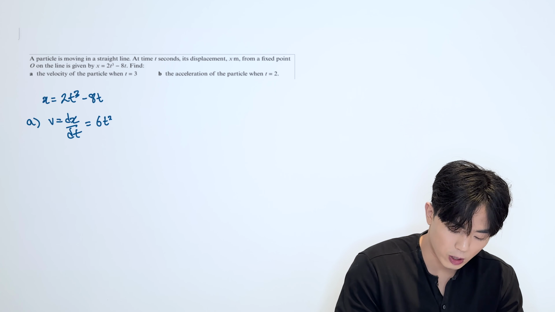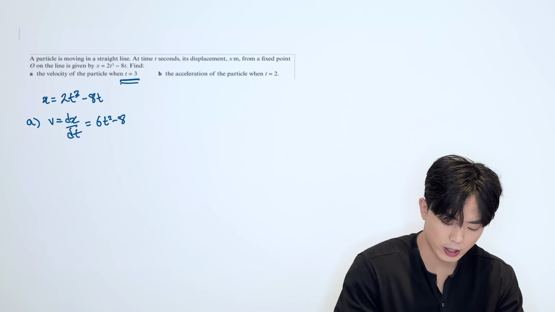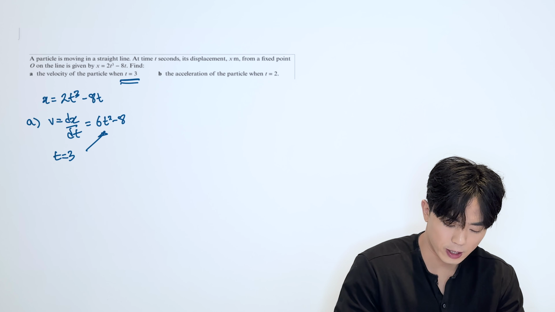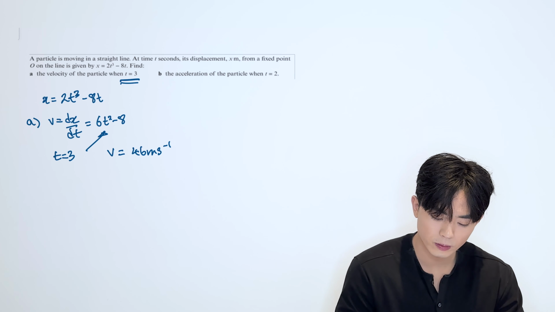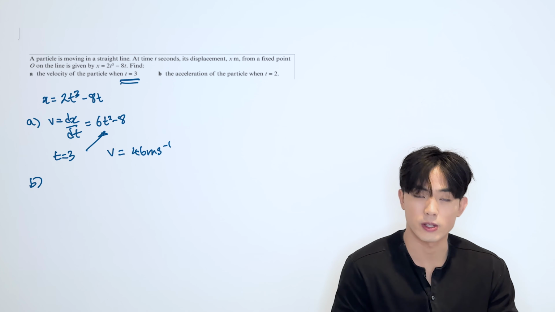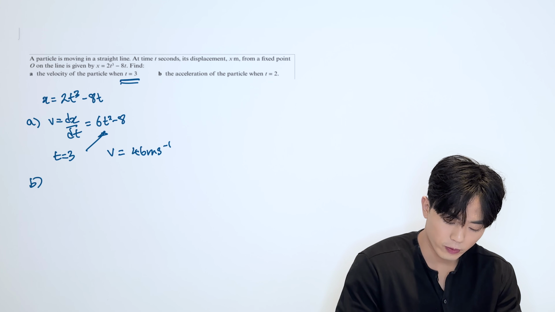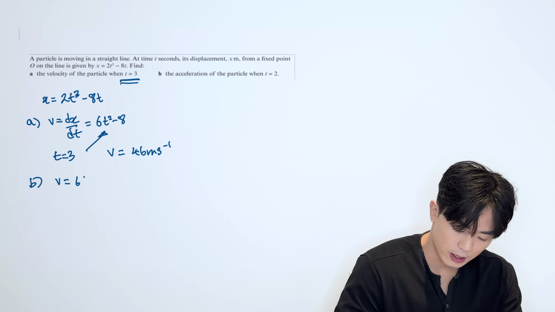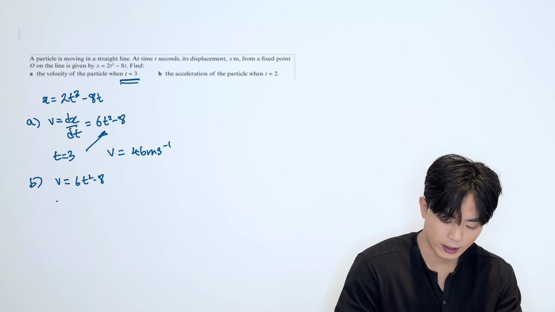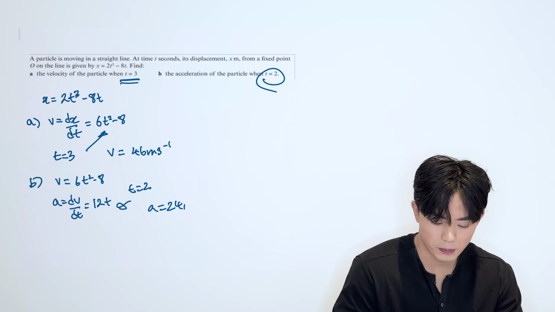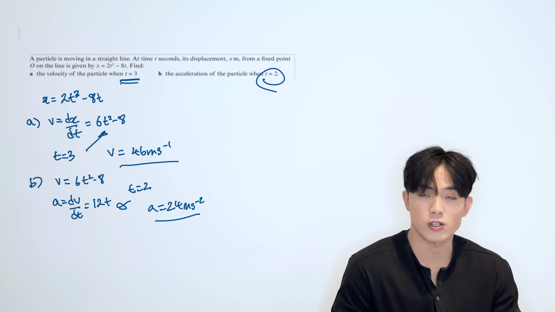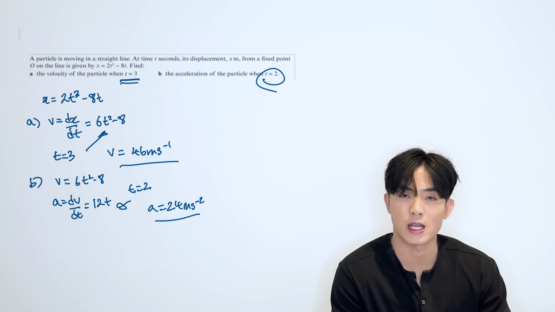This is 6t squared minus 8. And they're asking for when t is 3. So I just plug in 3, and hopefully you will get an answer of 46 meters per second. B, the acceleration of the particle when t is 2. The velocity is 6t squared minus 8 from part A, and the acceleration is the derivative of the velocity, i.e. we differentiate it once again, so it's 12t. Plugging in t is 2, we get an acceleration of 24 meters per second squared. So this just shows how we get the velocity and acceleration from a displacement function.